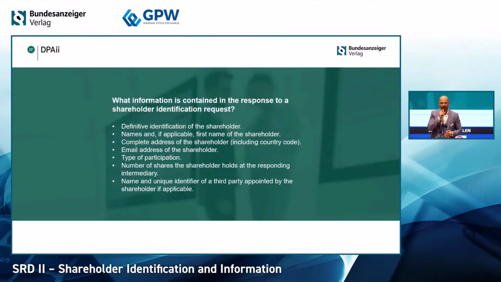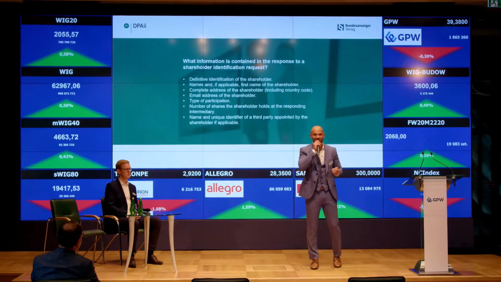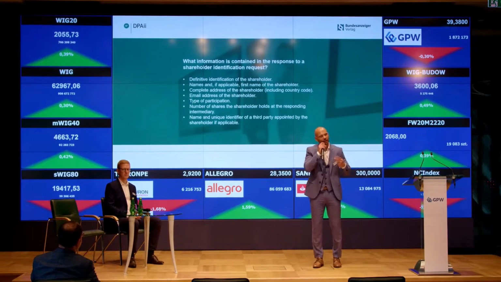So, what is contained in such a response? If you use the platform, the DPAII, and you want to get information about your shareholders, what do you get? In our case, it's an Excel sheet or an XML file, and a PDF output is also possible. You get all the data of your shareholders, like address, name, date of birth, and obviously the quantity of shares this single entity holds, and obviously the email address.